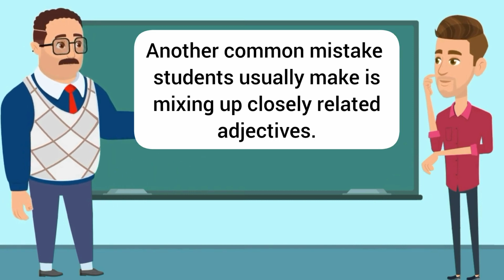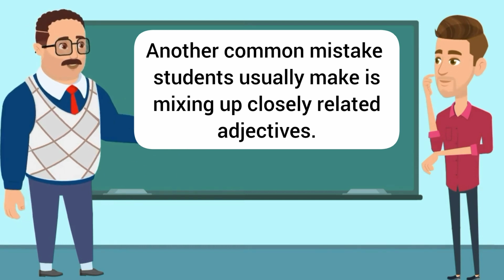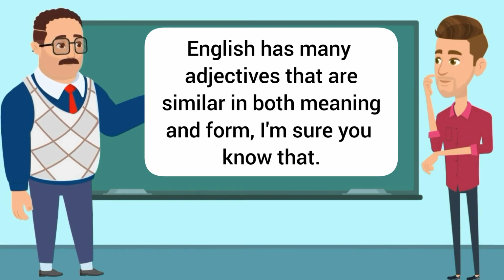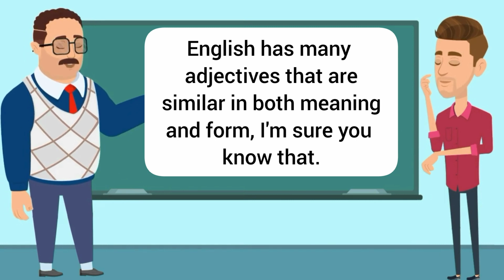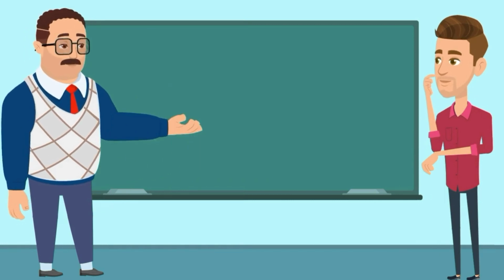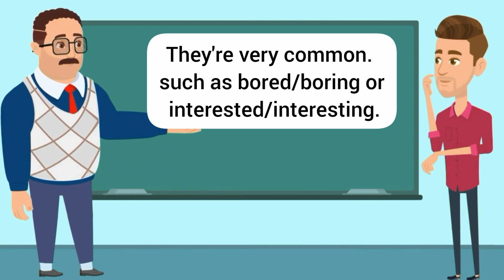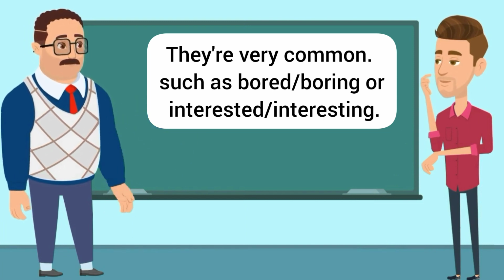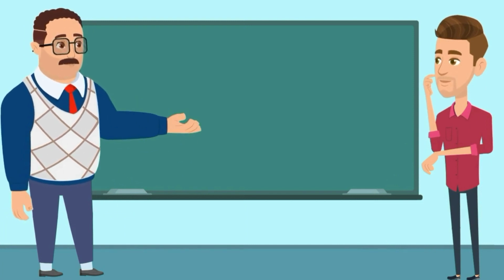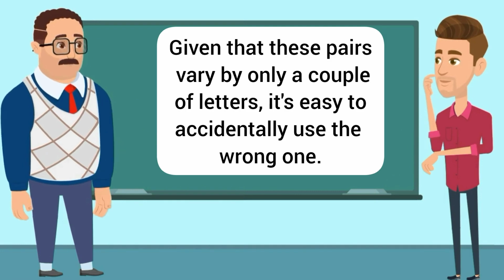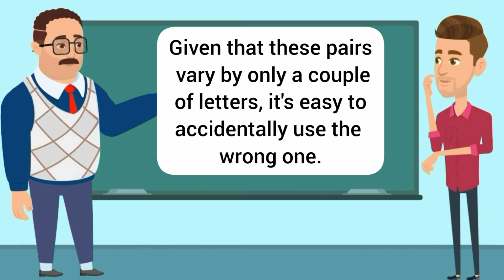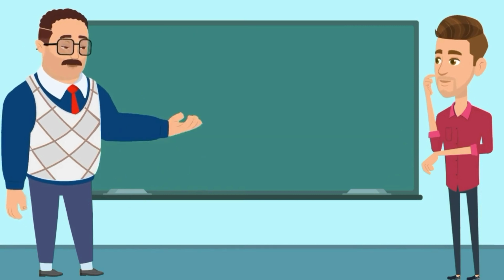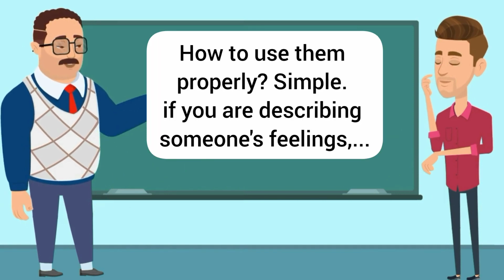Another common mistake students usually make is mixing up closely related adjectives. English has many adjectives that are similar in both meaning and form, I'm sure you know that. They're very common, such as bored, boring, or interested, interesting. Given that these pairs vary by only a couple of letters, it's easy to accidentally use the wrong one. How to use them properly?